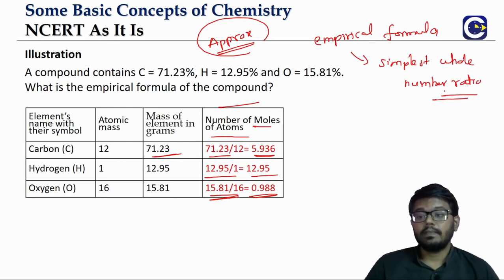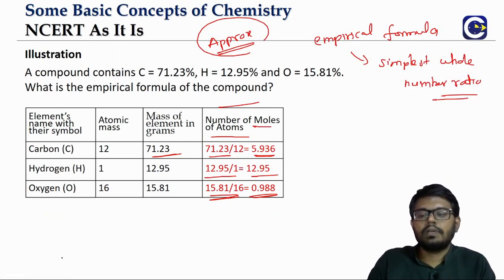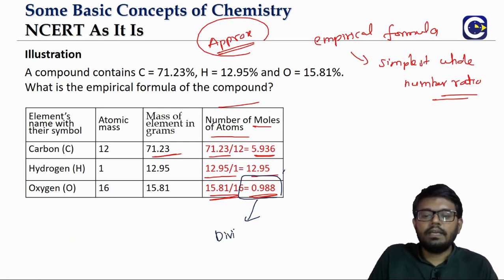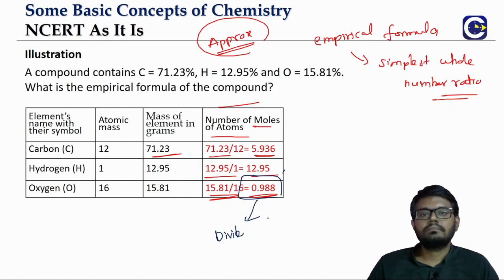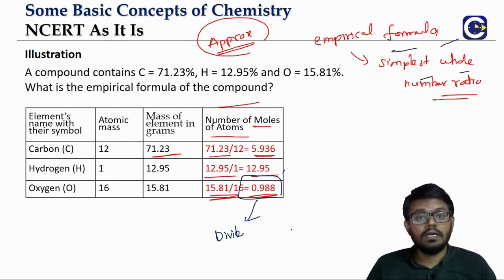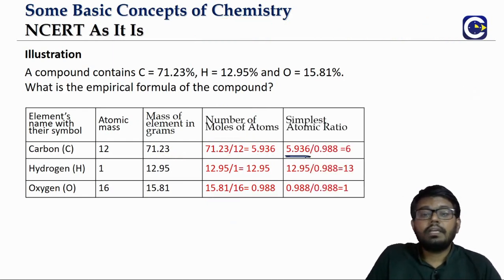So how do we get it? The usual method is, among these number of moles of atoms, which is the least one? We will take the least one and divide everything else with this number. That way we can find the simplest whole number ratio in which these elements are present. So let us divide everything with 0.988. Let's do it. 5.936 by 0.988 will be what?